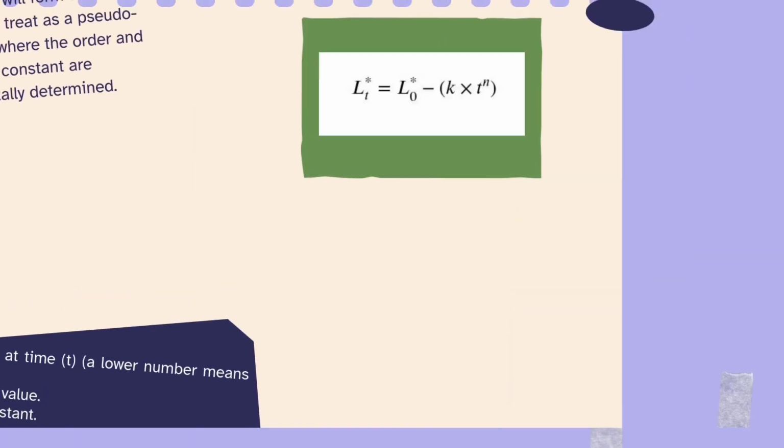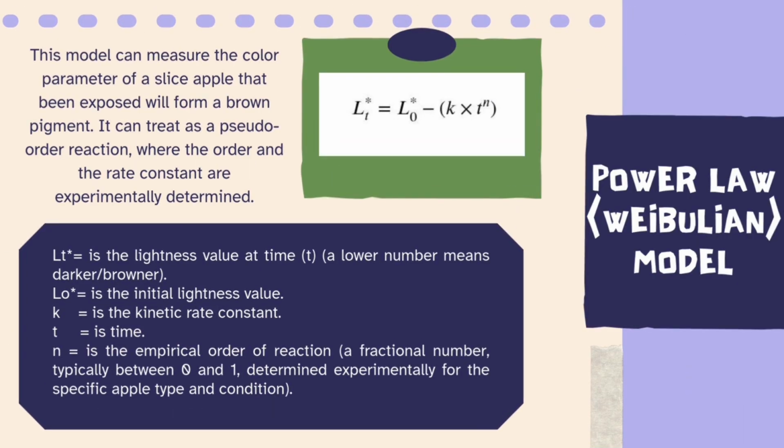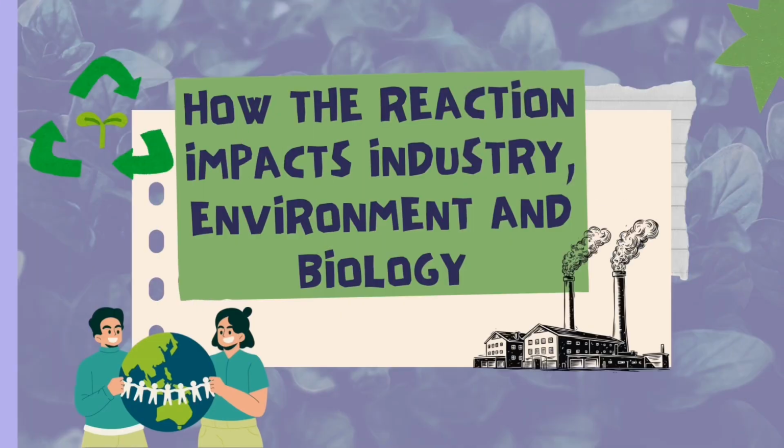Next, we go to the power law Weibull model. The equation is L(t) equals to L naught minus k times t to the power of n. This model can measure the color parameter of a sliced apple that has been exposed and forms a brown pigment. Also, it can be treated as a pseudo-order reaction where the order and the rate constant are experimentally determined. Next, we will figure out together how the reaction impacts industry, environment and biology.